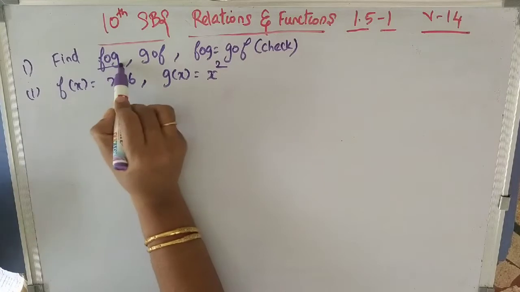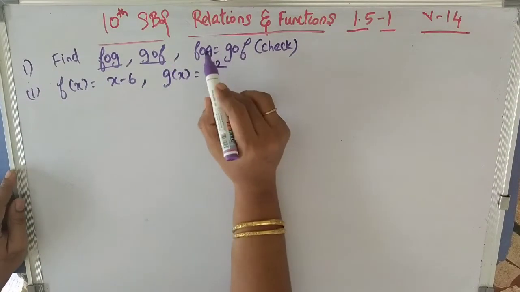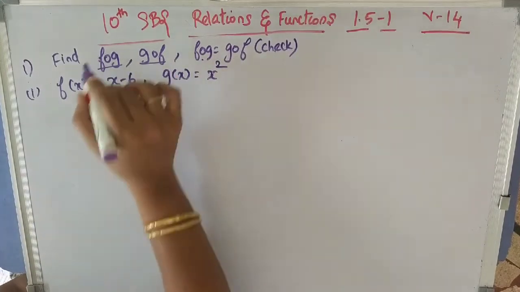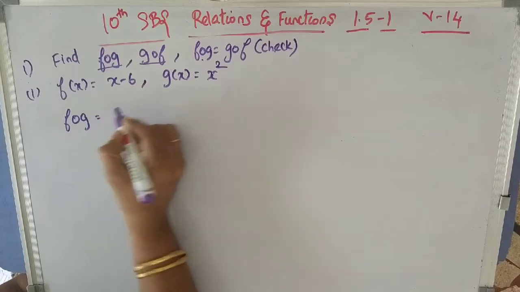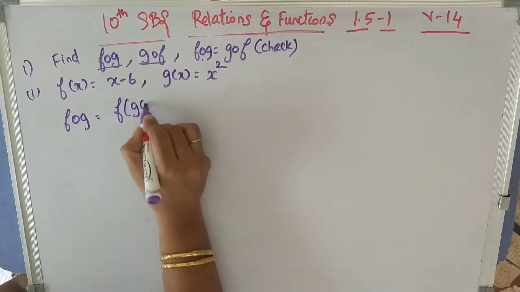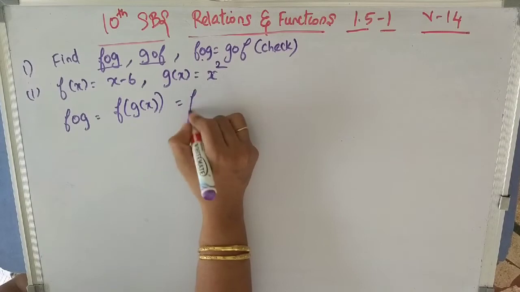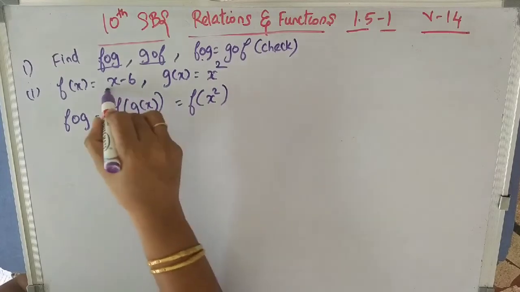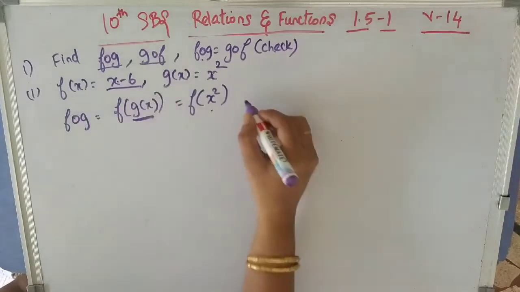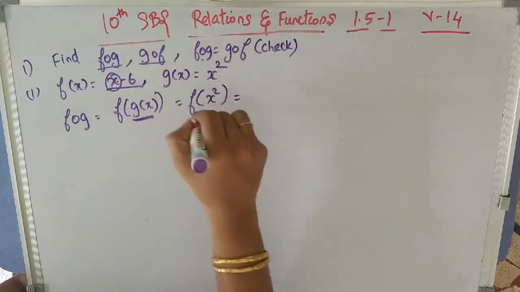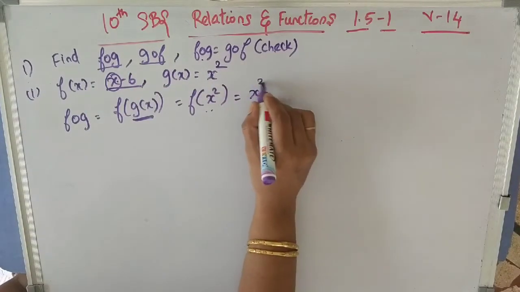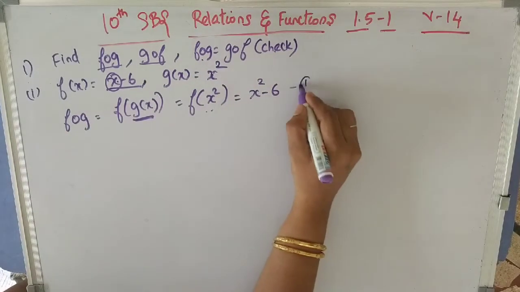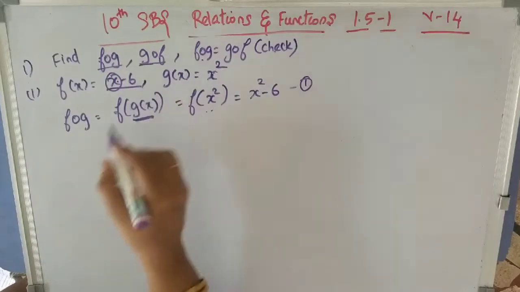Now, we have to find f dot g and g dot f, and check whether these two are equal. In the question, f of x is given as x minus 6, g of x is x squared. What is f dot g? f of g of x. So, f of, what is g of x? x squared. In f of x, we have to replace the x with this x squared. f of x is x minus 6, so instead of x, I am replacing with x squared. So, x squared minus 6. So, f dot g is x squared minus 6.